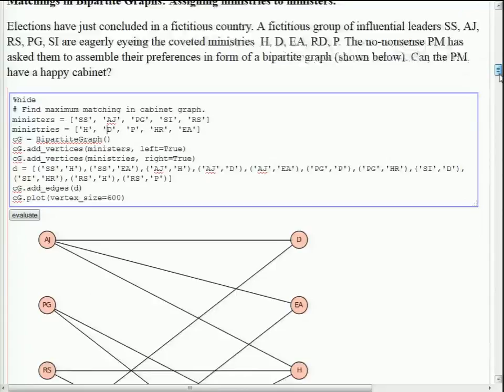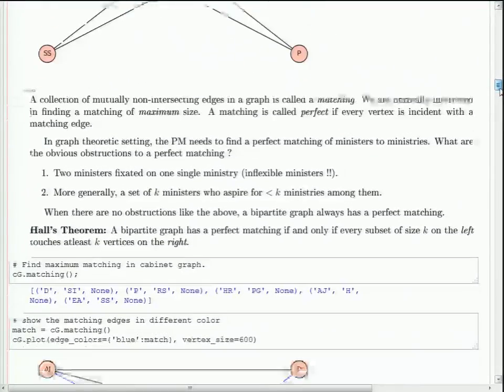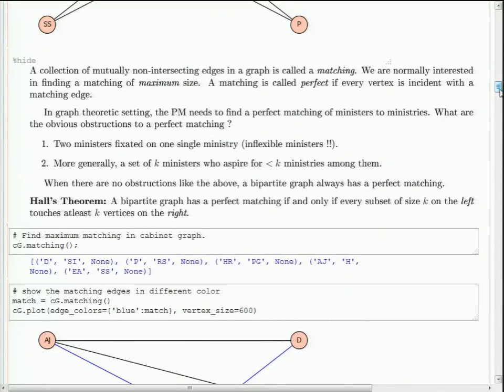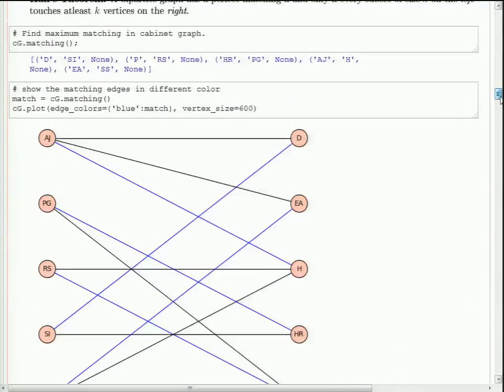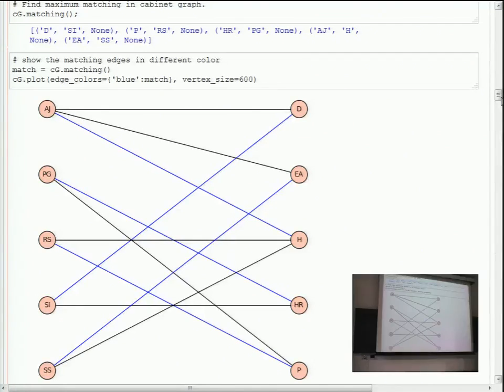Once you have built the graph, you can ask for a matching in the graph, and it gives you this. But you don't have to read it. You can actually ask it to draw matching edges in different colors. The matching edges are drawn in blue. There may be many different matchings possible. I'm not saying this is the only one, but in this graph you could find at least one. So the PM is happy.